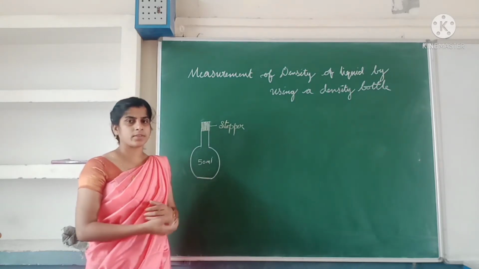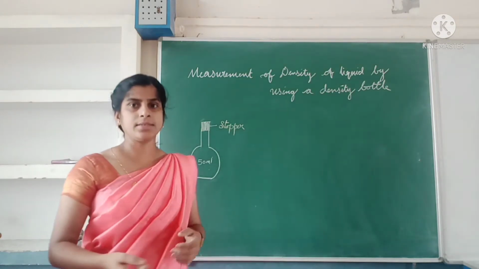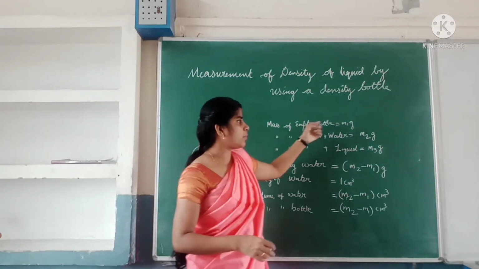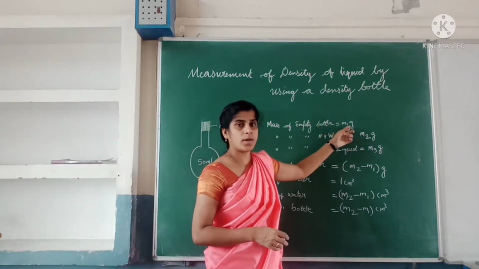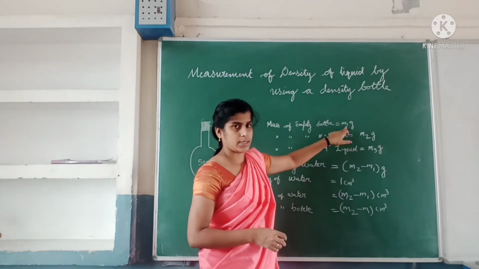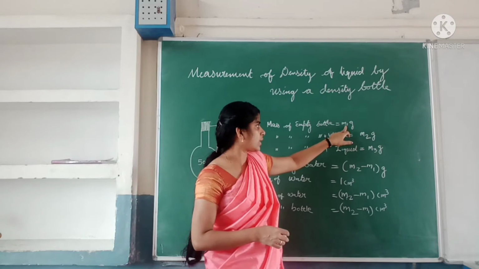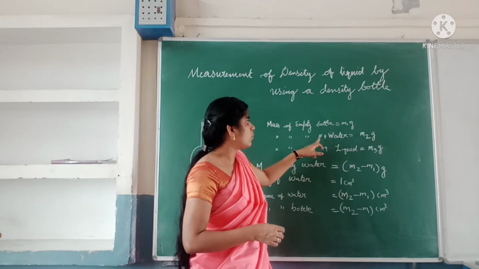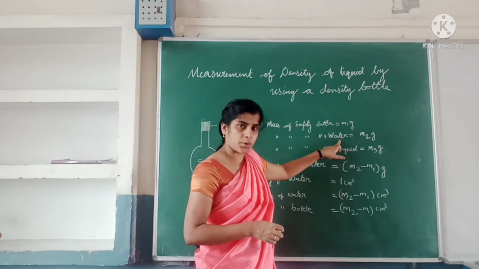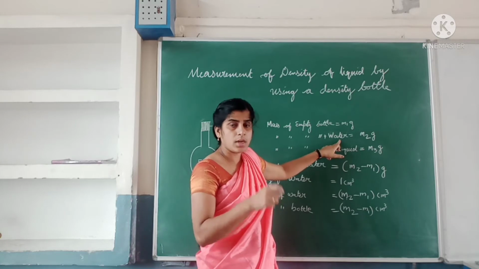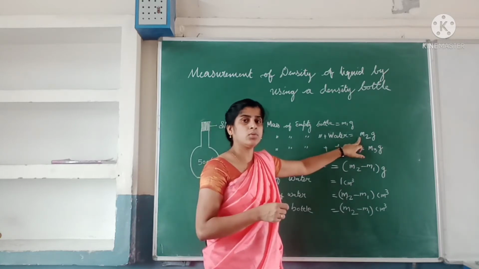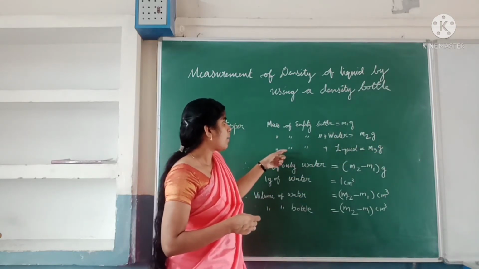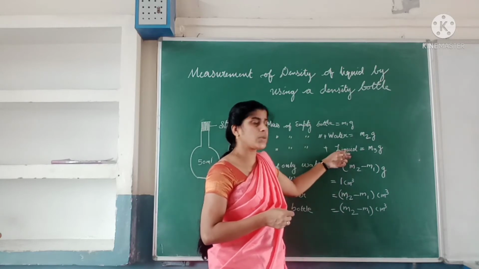So what are the observations we will get? First, the mass of the empty bottle, we will take as M1 gram. M stands for mass. And the mass of the empty bottle with water, we will take as M2 gram. And next is the mass of the empty bottle plus liquid.